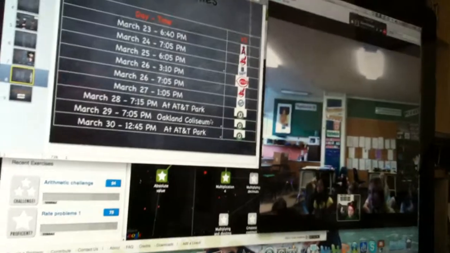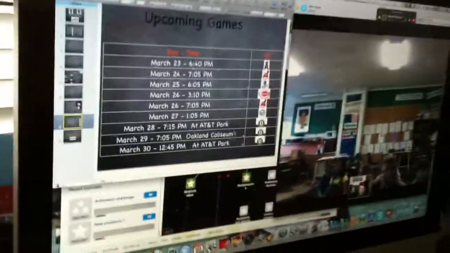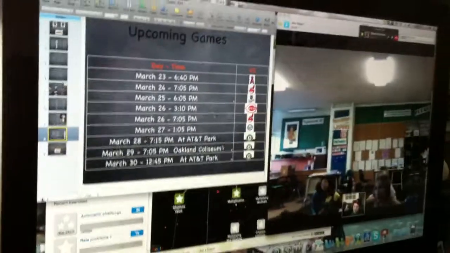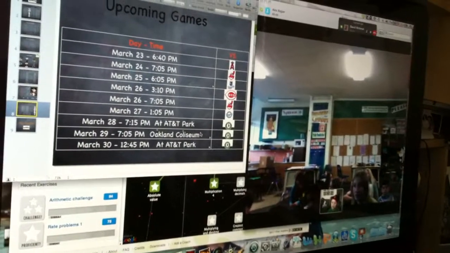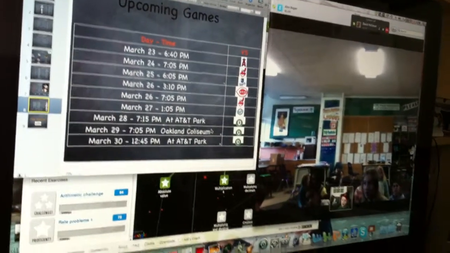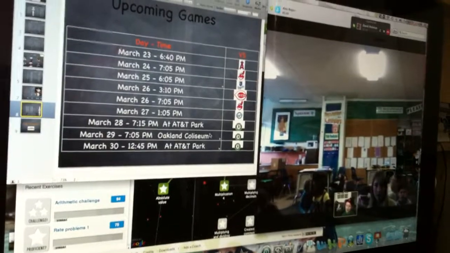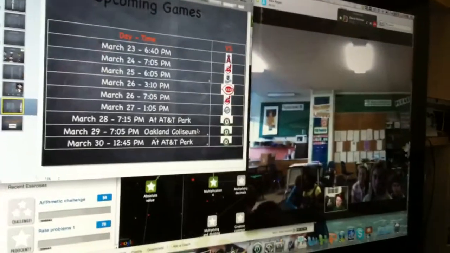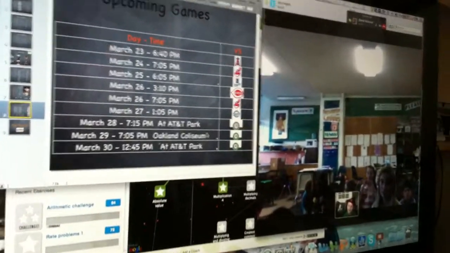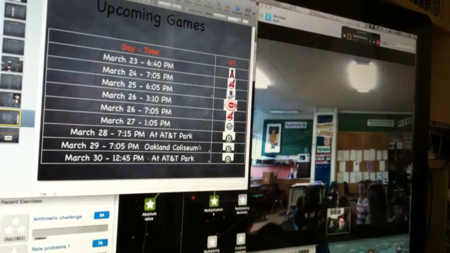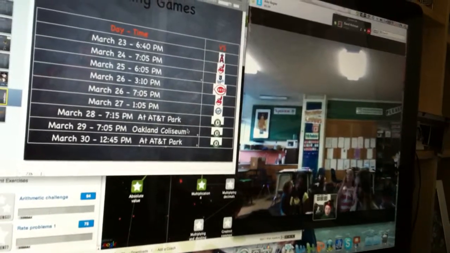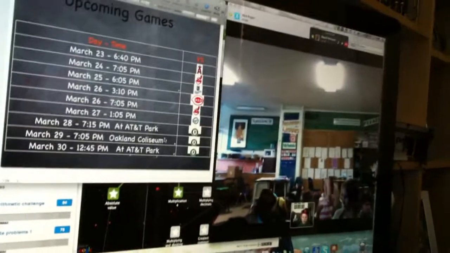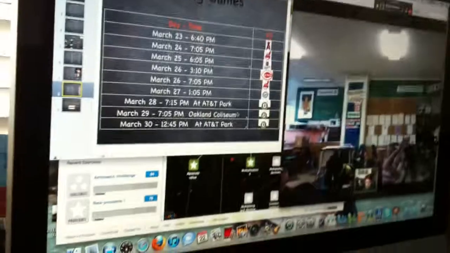Why do they have to put it 3 times in a row? Because I don't really know. Because they're close by. I guess because they're close by. It's a pretty popular matchup to get the Giants and the A's to play each other. Their neighboring team. I don't know if that's the reason.